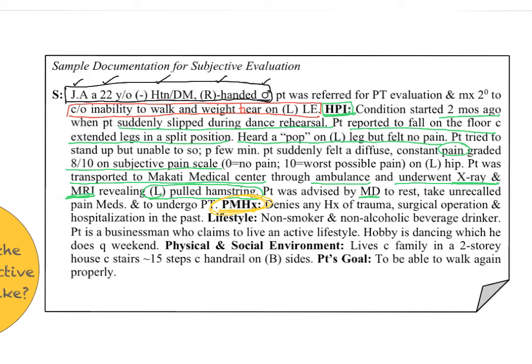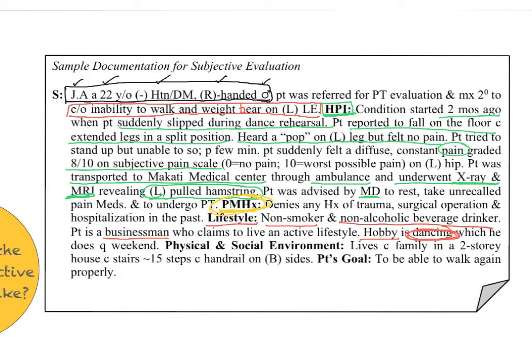Okay, so right after past medical history, you have here lifestyle. So you see that the patient is a non-smoker and non-alcoholic beverage drinker. So the PT asked if the patient is smoking, if the patient is drinking alcoholic beverages, for vices. Okay, the PT also asked what the patient is doing for a living. So the patient is a businessman. Okay, the PT also asked the patient his or her usual activities, like his or her hobby. Patient is a dancer, dancing as a hobby every weekend.